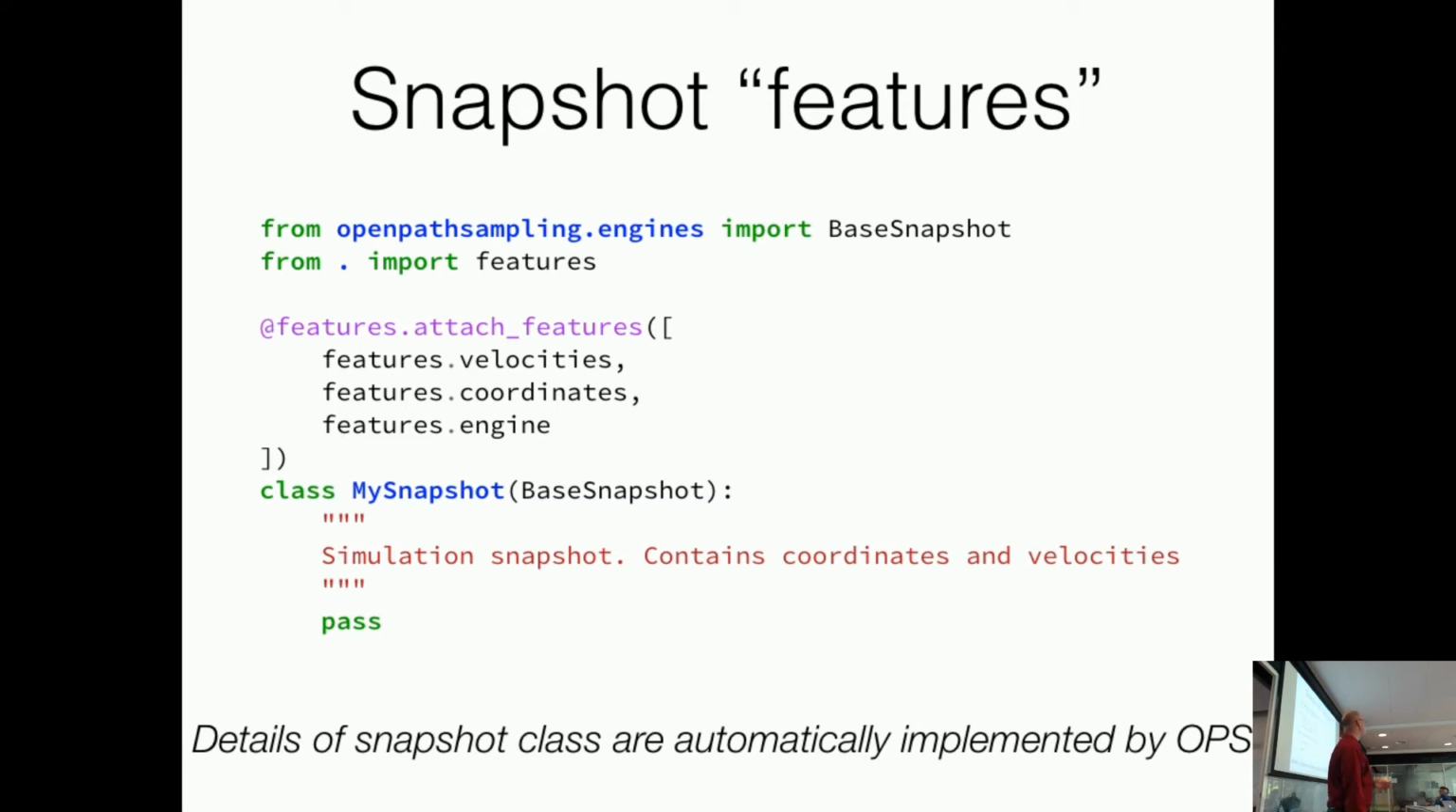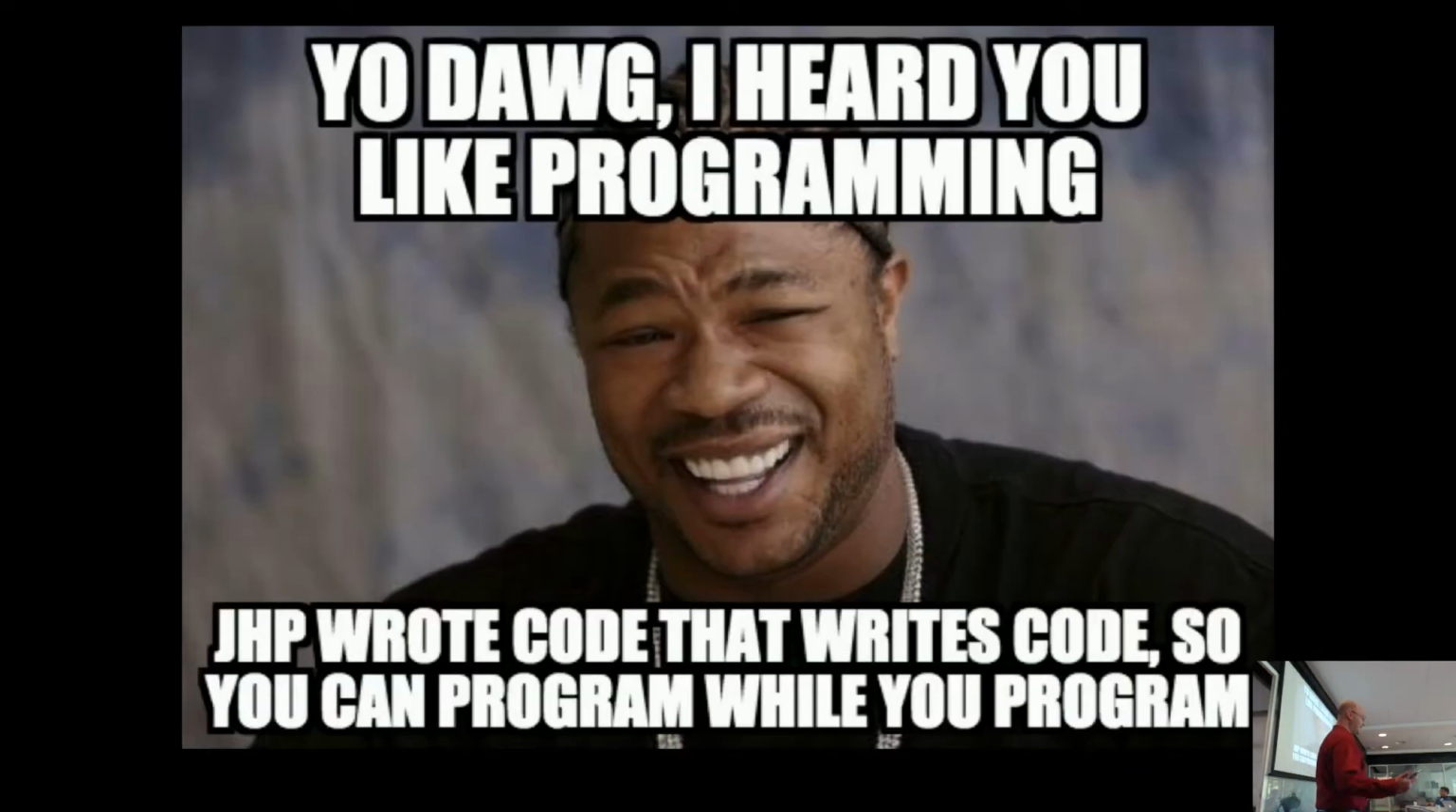All of the details about how you copy this stuff, how you store it, all of that needs to be associated with the snapshot object. But you don't have to write that for the snapshot. This decorator writes it for you. The details of the object are automatically implemented by OPS. And this is, in my opinion, one of the coolest bits of code in our package. And Jan Hendrik gets all the credit for it. He's the one who wrote it. Another way of saying that the code writes itself: yo dog, I heard you like programming. So JHP wrote code that writes code, so you can program while you program. It's the good life, I've got to say.